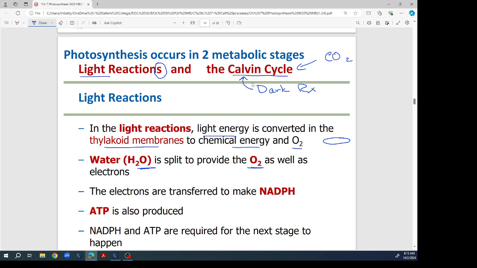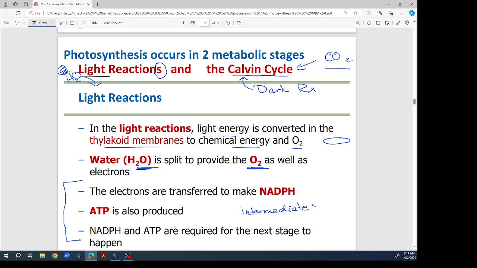So the two main things that go in would be the water goes into these light reactions, and the carbon dioxide goes into the Calvin cycle. Those are the two main reactants in the process of photosynthesis. So other than the water being split and oxygen being made, we also have these. These are all intermediates.